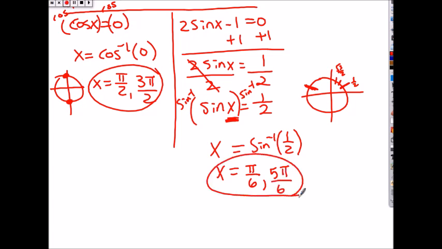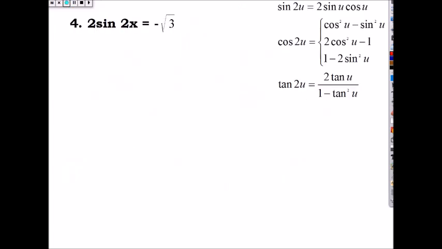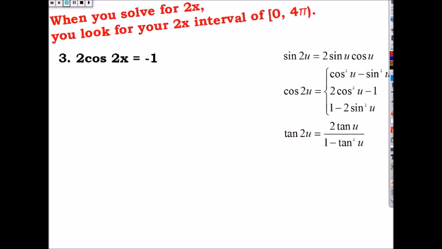So your last step is to put all your x's together from least to greatest. So it is pi over 6, then pi over 2, then 5 pi over 6, and 3 pi over 2 are your solutions. Okay. So here's the next question. 3. Yeah, because number 2 is the hardest one, so I'll show you that at the end of the video.